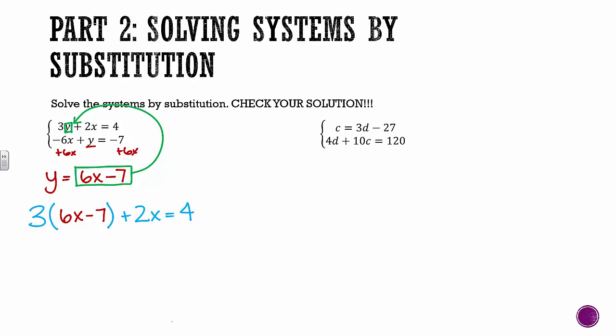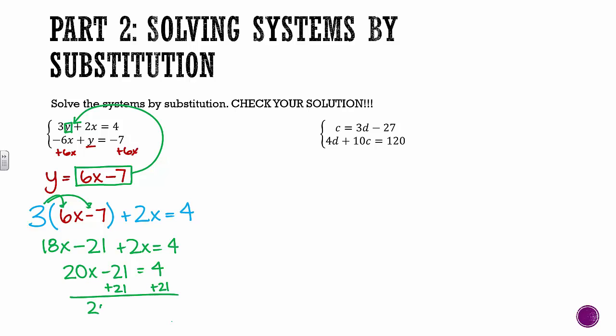And again, this turns into a nice, pretty algebra equation that we can solve. We're going to have to do some distributing here. So you get 18x minus 21 plus 2x equals 4. Combine our like terms. And then get x alone. So 20x equals 25. And if I divide both sides by 20, 5 goes into both of these, so we end up with x equaling 5/4.